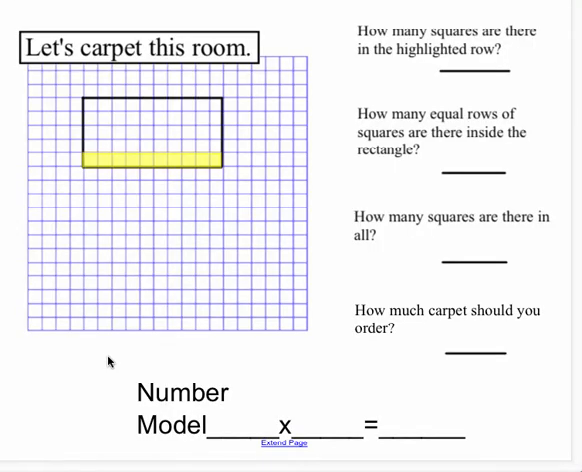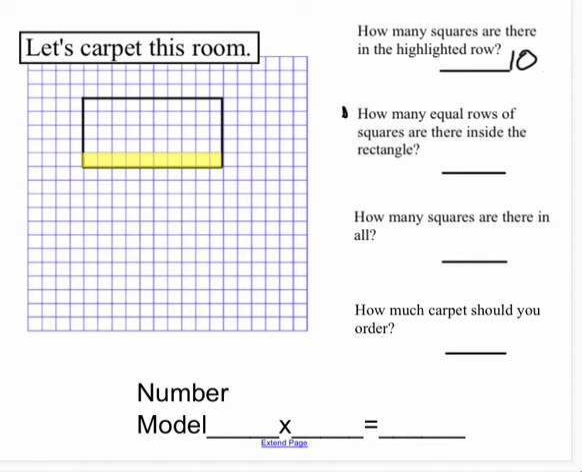Let's go ahead now and carpet this room. We're going to start by going through some questions to help us get to the answer. The first question says, how many squares are there in the highlighted row? Let's pretend that this is the room and the highlighted row is right here, and we need to figure out how many squares there are that are highlighted. There's 1, 2, 3, 4, 5, 6, 7, 8, 9, 10. I'm going to go ahead and write down 10. There were 10 squares in that highlighted row.